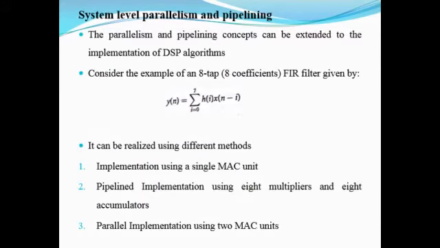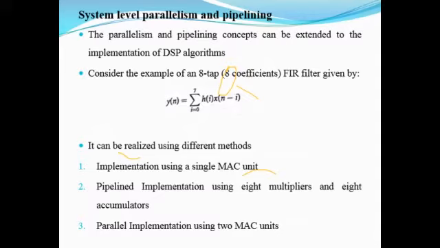Next we take the example of an 8 tap FIR filter, where we have 8 coefficients to be used. It can be realized using different methods. The first thing we want to consider here is the concept of parallelism and pipelining. Here we are going to implement it using MAC units. Maybe a single MAC unit is used, or 8 multipliers and accumulators, 8 MAC units, which are used for these 8 coefficients. 8 coefficients require 8 MAC units.